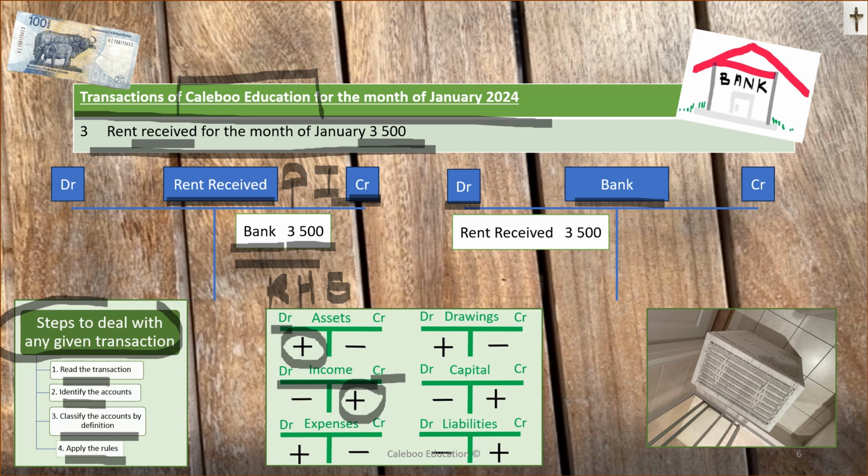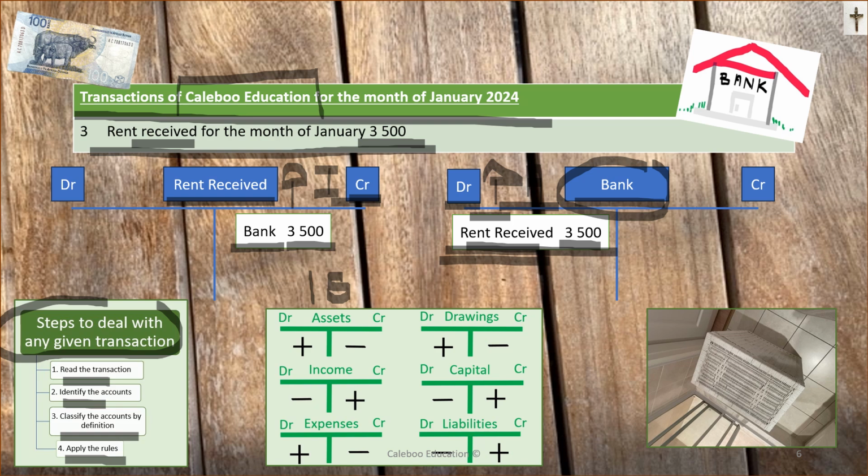Then the account that is debited is bank, and why? Because the bank balance has increased, that's an A. Increase in assets, the rule says the account must be debited. Under details in the column, we're going to write the name of the contra account, which is rent received, and the amount is 3,500. And there we go.